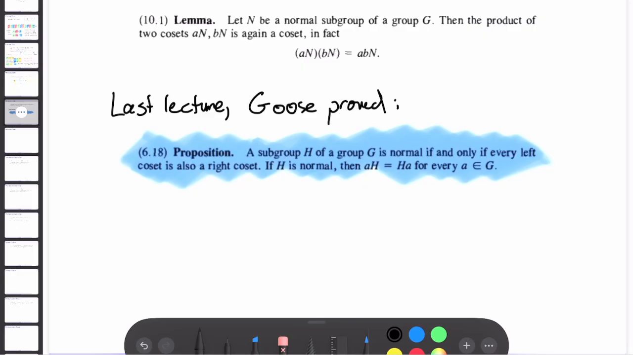So last lecture, Goose was proving this. It says that if you have a normal subgroup, so we are using the normality here, then left cosets are the same as right cosets. And not only that, but you actually know which left coset corresponds to which right coset, the one you expect. If you multiply an element by the group on the left, that's the same as multiplying the element by the group on the right. I think I got the hands wrong there.